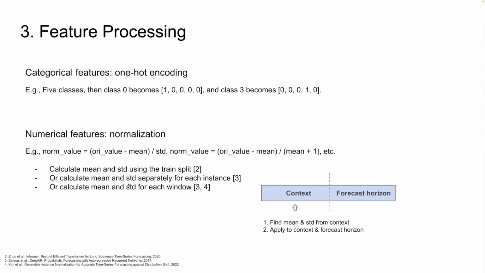So empirically, most people are actually using the last method, because if you have some kind of trend in the data set, then after you do this window-wise normalization, it can kind of get rid of the trend and makes the input numbers follow a similar distribution as in the train set.